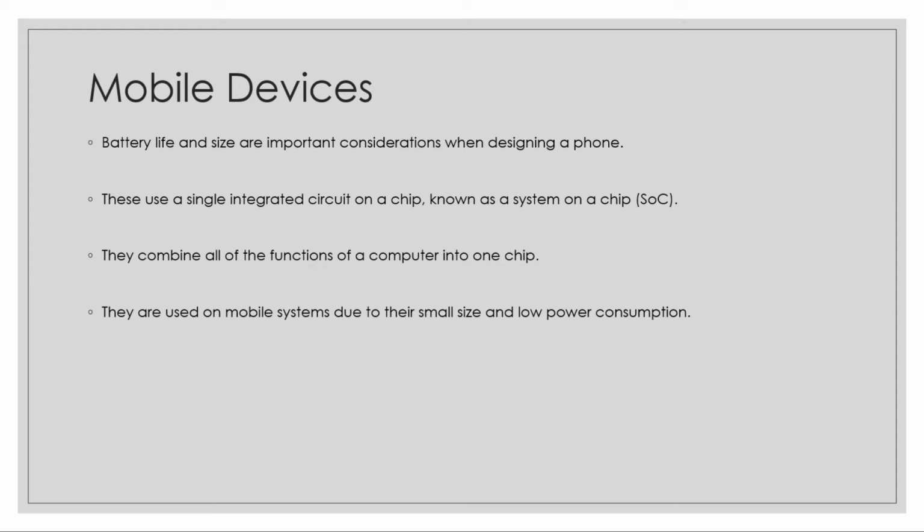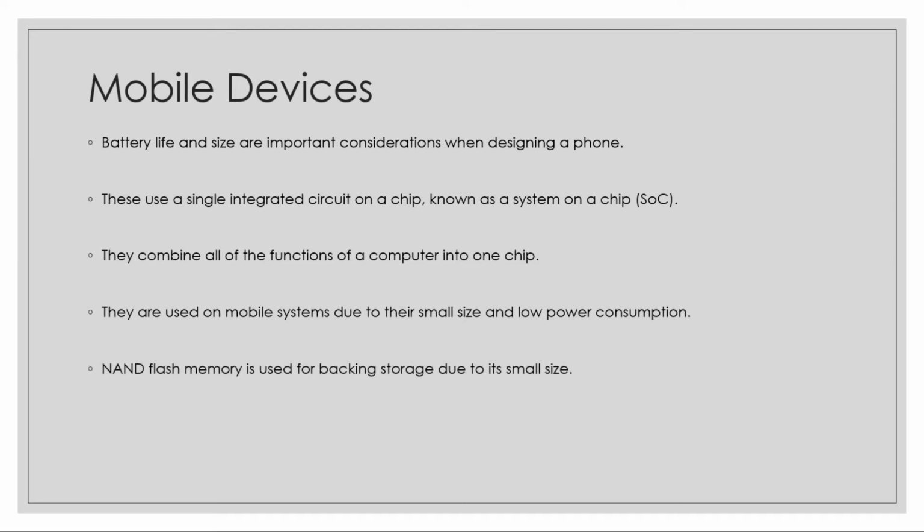Obviously, for mobile systems, because of the small size, they have to have a small power consumption because it's only a small chip. And this makes sense from a battery point of view. You want your phone to last as long as you possibly can, so having a small chip also means that the power consumption is a lot lower than what it would be.